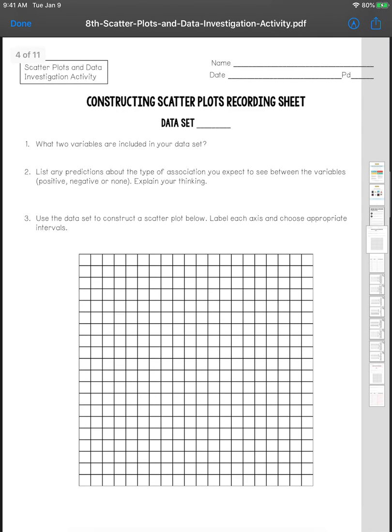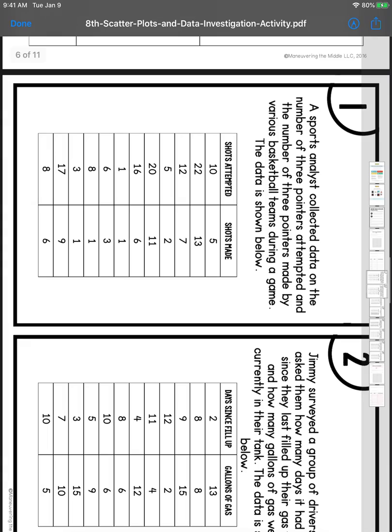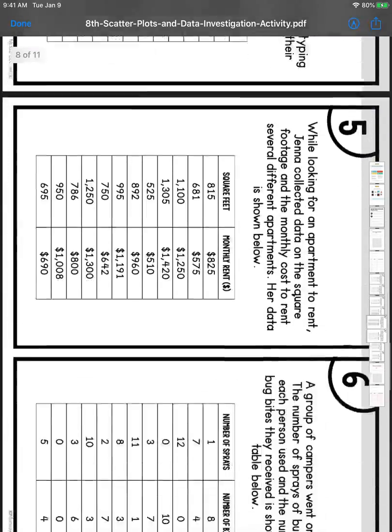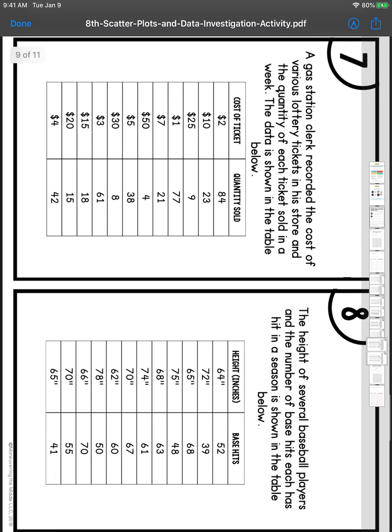It says, what two variables are included in your data set. You're going to pick from these choices you have. There's 8 of them, so you're going to pick one. They're different scenarios. So, for example, number 7 is the gas station clerk recorded the cost of various lottery tickets in the store and the quantity of each ticket sold in the week. The data is shown in the table below.